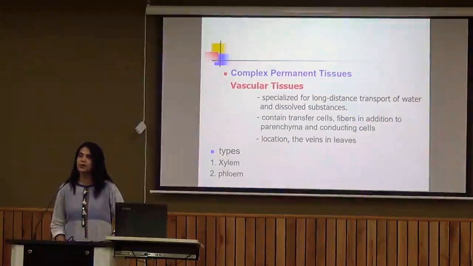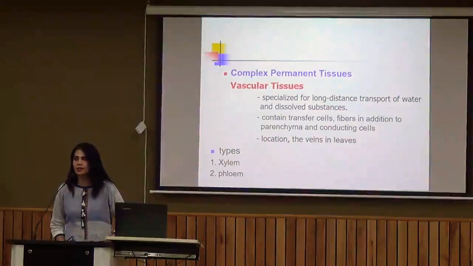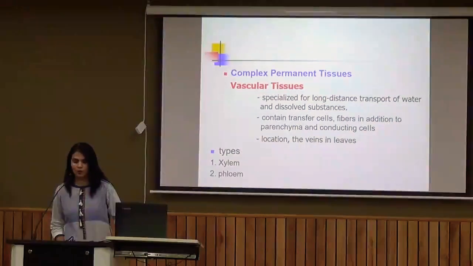But in case of complex permanent tissue, we are having different types of cells. And these particular cells are responsible for the transportation of water, which we call the ascent of sap, which we are going to study in detail in class 10. Transport of food, which we call translocation. Again, we are going to study about it in detail in class 10. Now, they contain different kinds of cells and basically they are located in the veins in leaves. They are of two types, xylem and phloem.